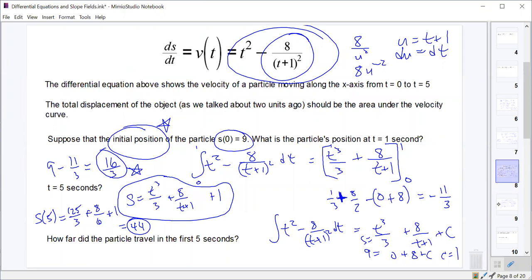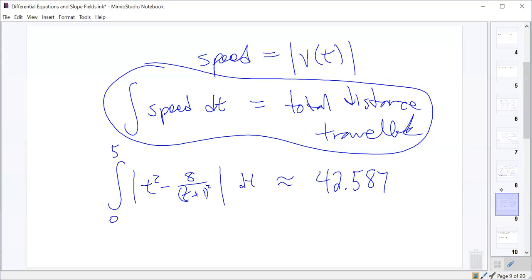42.587. There were no units, I don't think, given in any of this, was there? So 42.587 units, we'll call it. Okay. Everybody good with that or no?